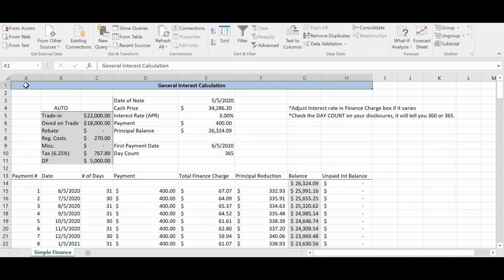What I'm going to do is continue to use this spreadsheet to show you some pretty cool, just analytical questions regarding auto finance and different types of things.